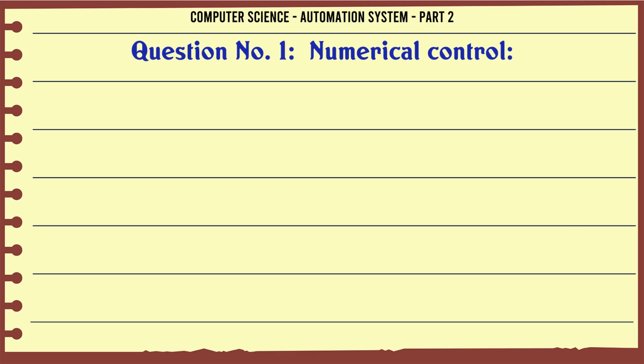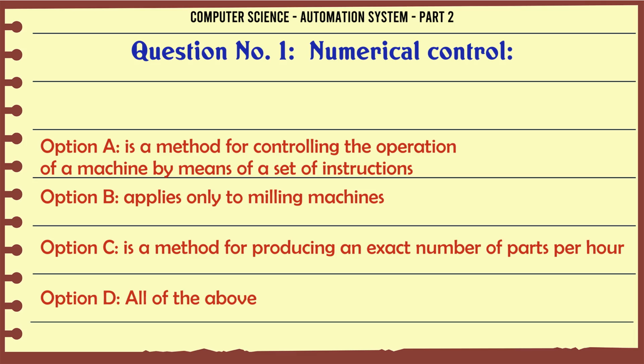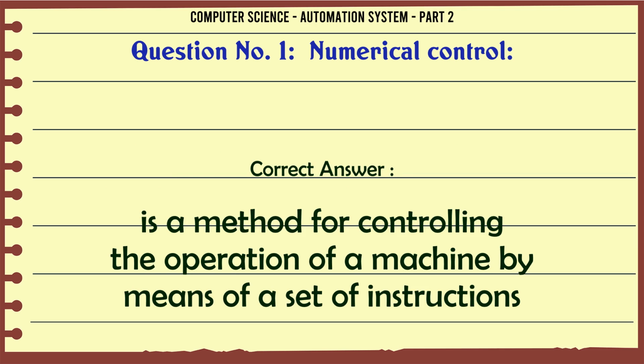Numerical control. A. Is a method for controlling the operation of a machine by means of a set of instructions. B. Applies only to milling machines. C. Is a method for producing an exact number of parts per hour. D. All of the above. The correct answer is a method for controlling the operation of a machine by means of a set of instructions.